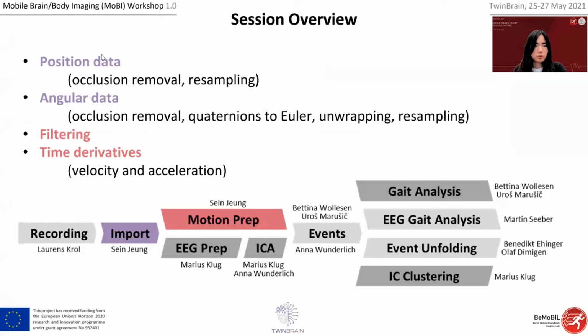So for position data, we remove occlusion artifacts. This depends on the motion capture system you're using, how the occlusions are represented and how severe it is. And then you resample the data. For angular data, you convert them from quaternions to Euler angles. And because Euler angles have jumps between plus minus pi, you unwrap these angles before resampling.